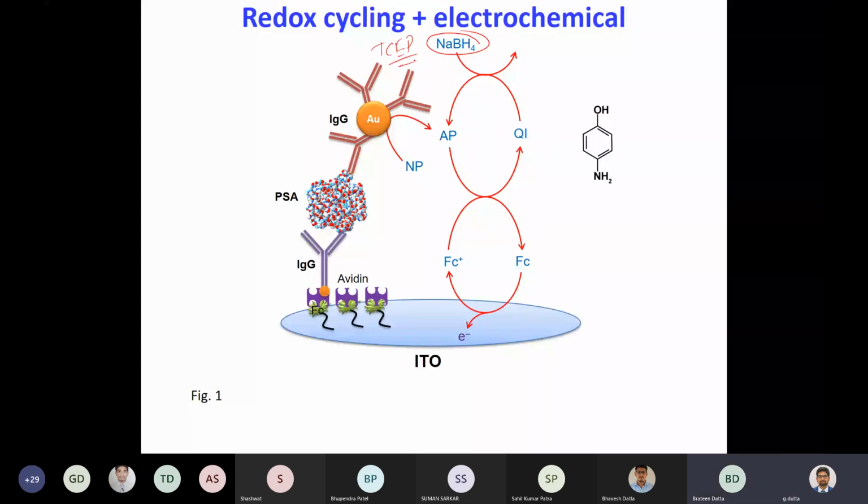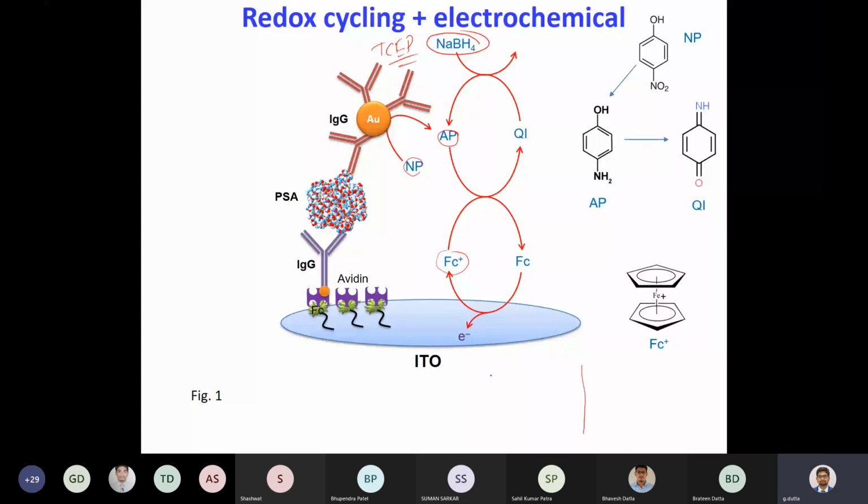Yes. See, first of all, it is a very good question. First thing, what do you have to do? When you are going to use the starting material, you know you are using Fc plus, and you are using ANP, meaning you know that AP will form on your surface. You know this one. Now see, you know that some potential you are going to apply, right? That potential you have to optimize.